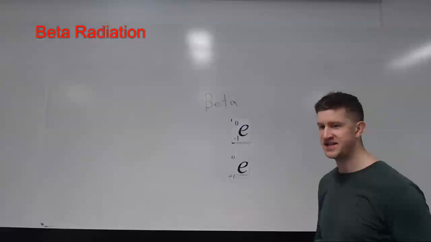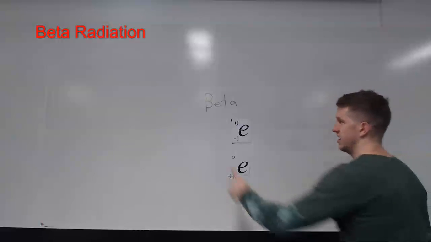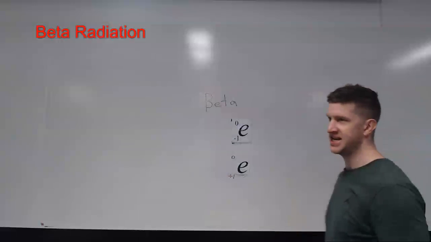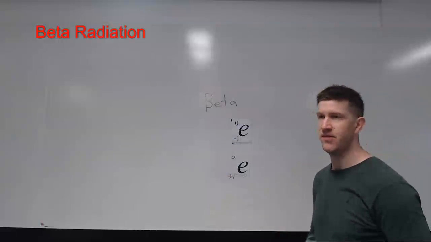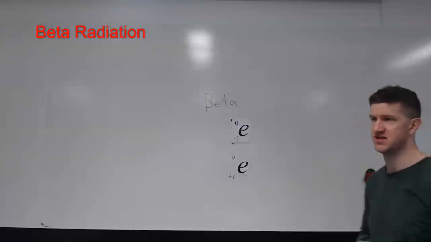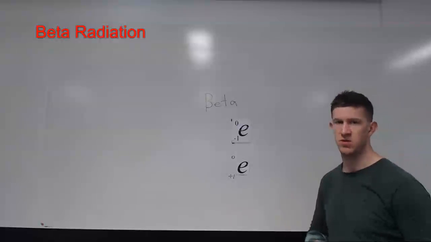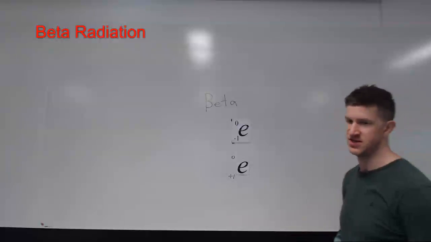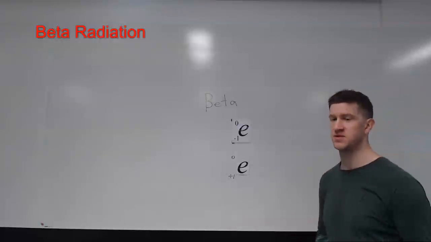Now if we look at beta radiation, it uses this symbol, which is the Greek letter beta. Beta radiation is less ionizing than alpha, but has a little bit more penetrating power. It takes a thin sheet of metal or a few sheets of paper to stop it, whereas alpha radiation took very little to stop it, but it was a lot more ionizing.